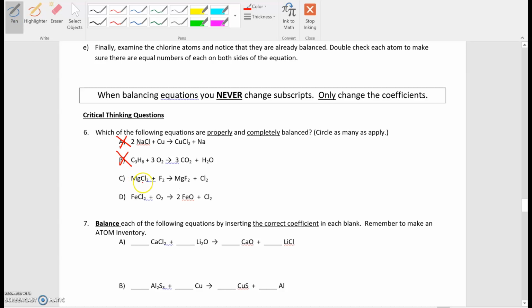So anyways, I was saying 1 magnesium on each side, 2 chlorines on each side, 2 fluorines on each side, so this one is balanced. I have 1 iron on the reactant side and 2 times 1 on the product side, so that one's not balanced.